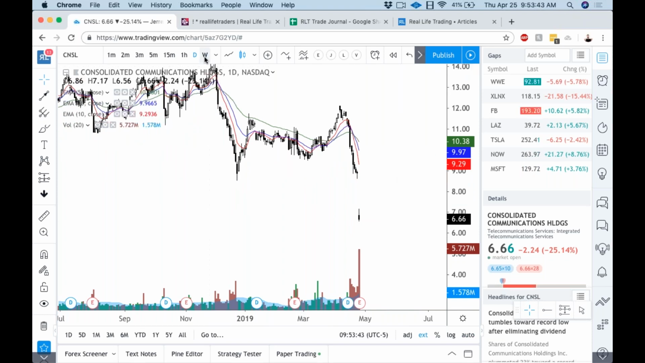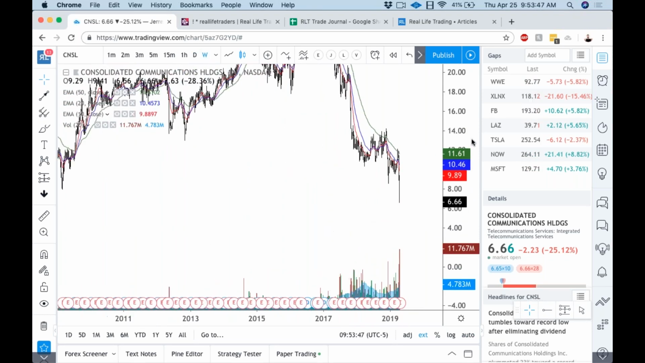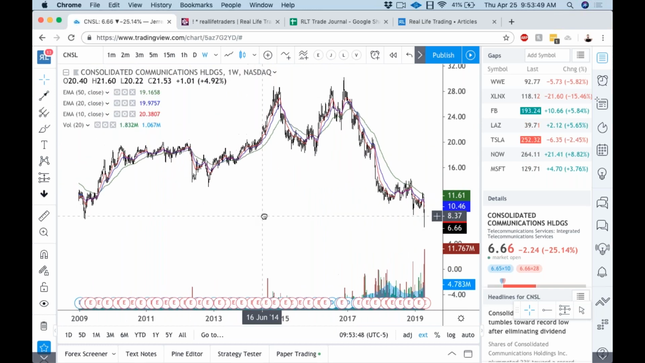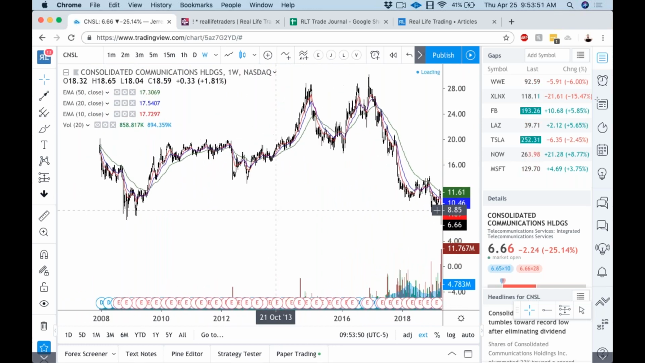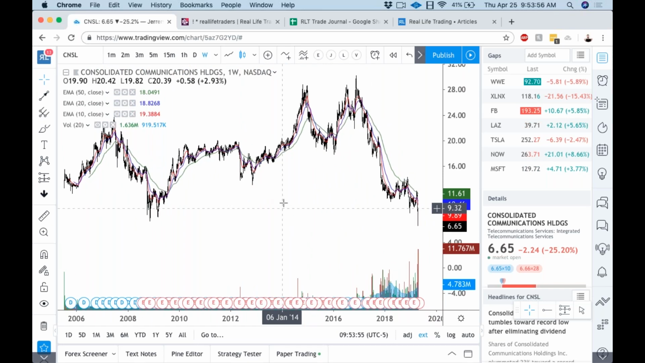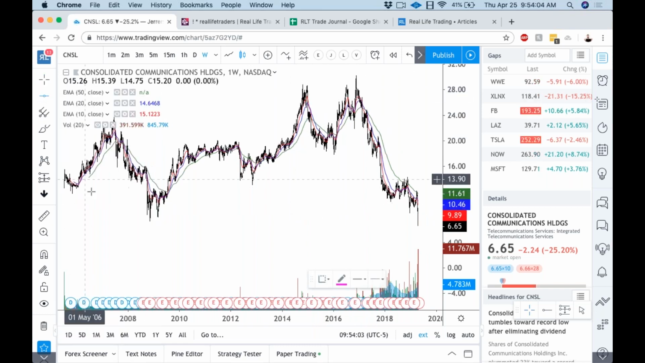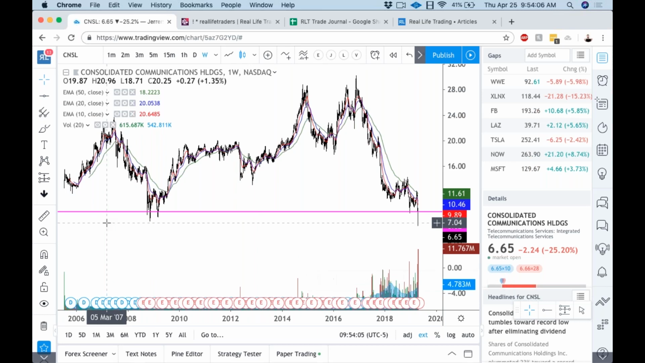So this is a telecom company. Here's the weekly chart, and we can't argue that this has been in a power downtrend for the last 2 years. Just absolute magnificent strong downtrend since 2016. So the question that everyone's going to have on this one is, when will it bounce? I think that is probably going to be the big question.